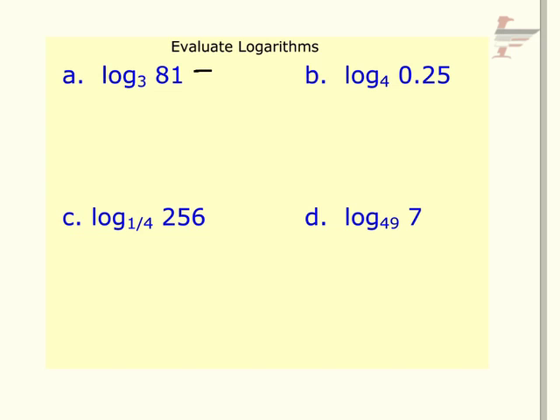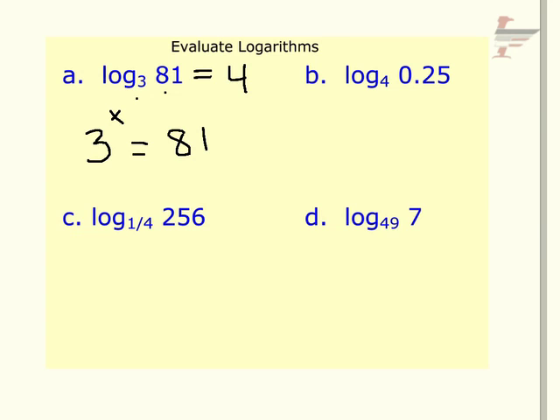So I always set these equal to x or some variable, and I want to know what that equals. And then I can just go to exponential form. So if the base of my log is 3, the base of my exponent is 3. And then what it equals is x, and that's what I'm about to find out. And then that should equal 81. And now it's probably pretty easy to see that 3 to the 4th is 81. So I know that log base 3 of 81 is just going to equal 4, because 3 to the 4th equals 81.